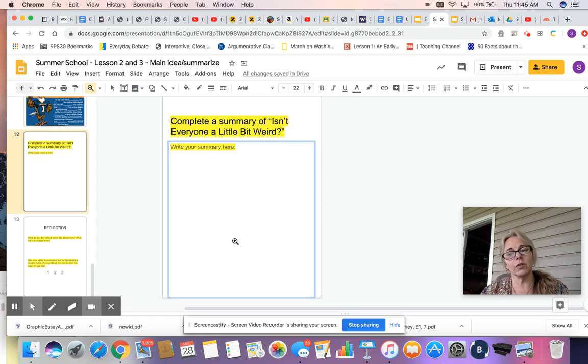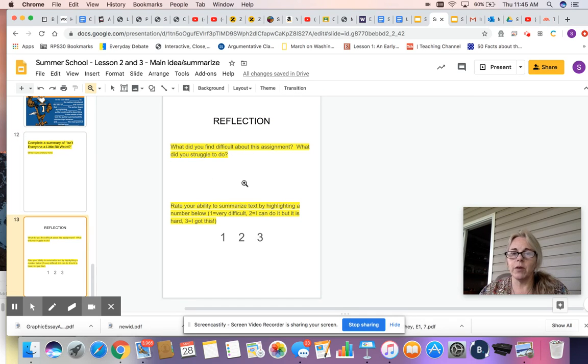This is one of your last tasks for this piece. Isn't everyone a little bit weird? Your reflection. So what did you find difficult about this assignment? What did you struggle to do? Where are you still struggling? Maybe you can find them in the text, but you're having a really hard time transferring that to writing. Maybe you had a hard time finding those ideas in the text. Let me know where you're still struggling here so we can address that, and you can redo this assignment so that you do well on this.